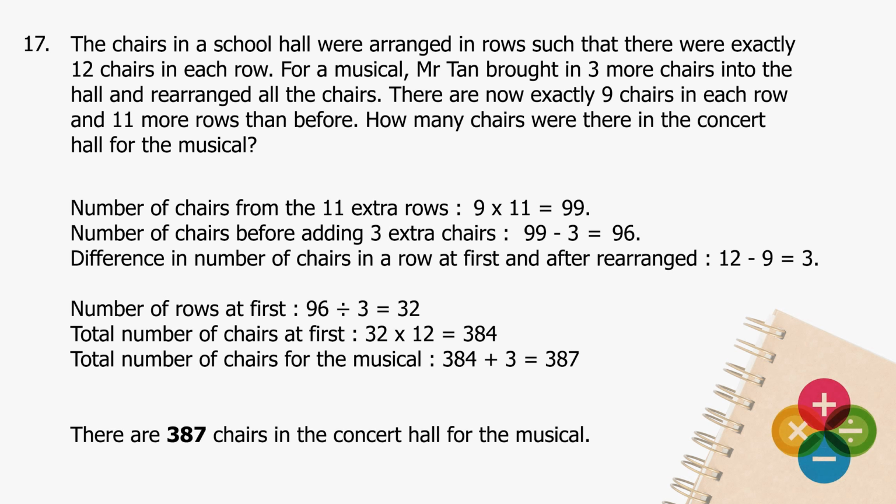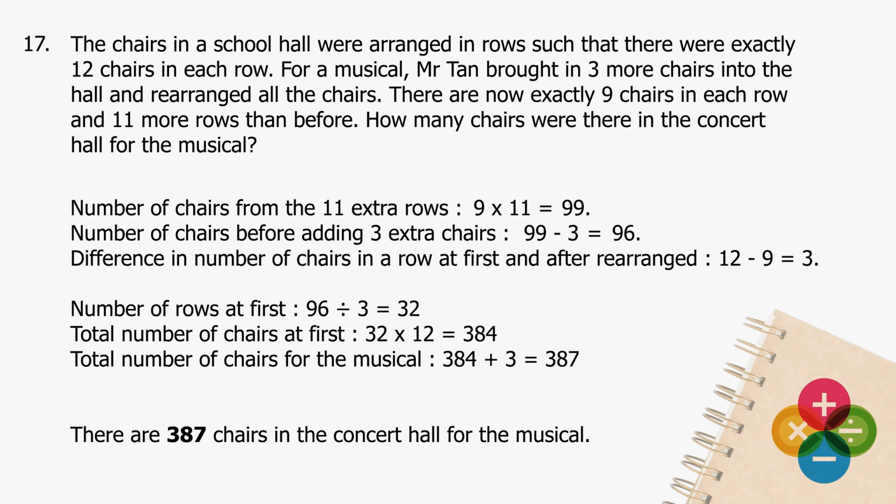The number of chairs from the 11 extra rows after rearranged will be multiply 9 by 11, and the product is 99. The number of chairs before adding 3 extra chairs will be subtract 3 from 99, and the difference is 96. The difference in number of chairs in a row at first, and after rearranged will be subtract 9 from 12, and the difference is 3. The number of rows at first will be divide 96 by 3, and the quotient is 32.